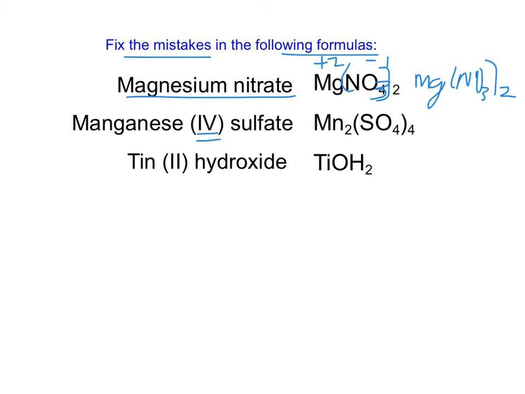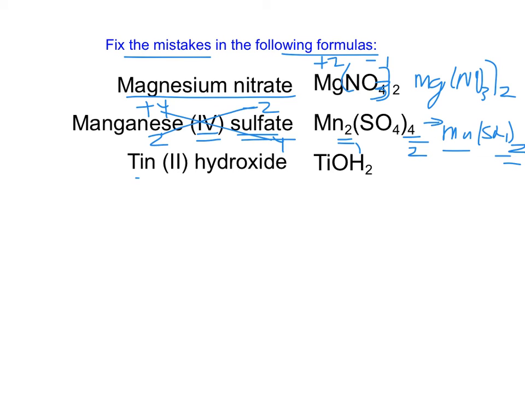Manganese 4 sulfate. Ooh, tough. So +4, -2, you would have swapped and dropped to 2 and 4, but it's swap, drop, and reduce. So that would have been Mn(SO4) simplified to 2, so a ratio of 1 to 2. 1 manganese ion for every 2 sulfate ions.